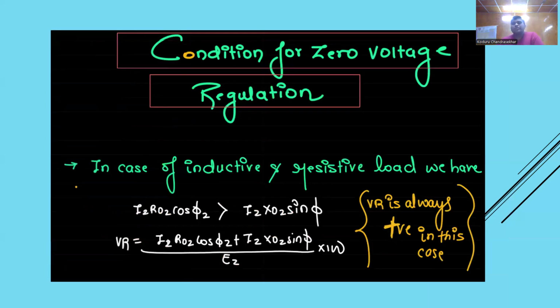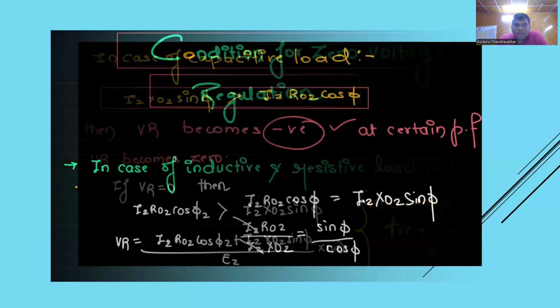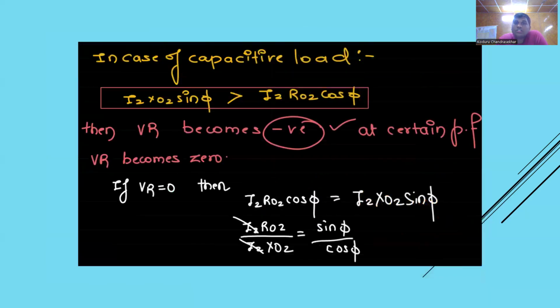Now the condition for zero voltage regulation. In case of inductive and resistive load, we have I2 R0 cos phi2 greater than I2 X0 sin phi2. So voltage regulation is always positive in case of inductive load. In case of capacitive load, the voltage regulation becomes zero after a certain power factor, and the voltage regulation becomes zero at capacitive load itself. So I2 X0 sin phi is greater than I2 R0 cos phi in case of capacitive load.